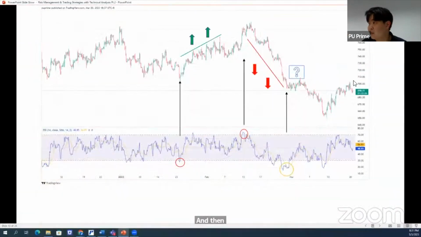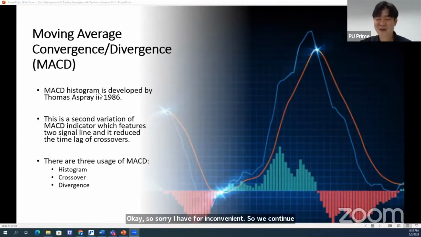Okay, so we are going to move on to the moving average, MACD, which is also a good thing for everyone.